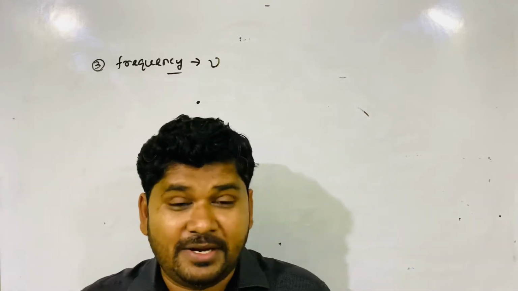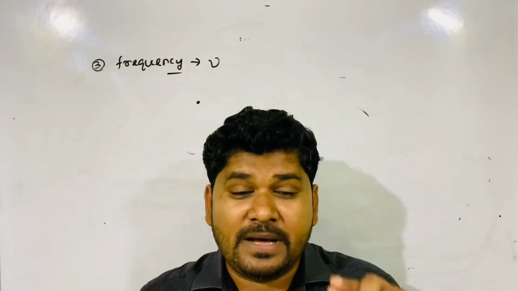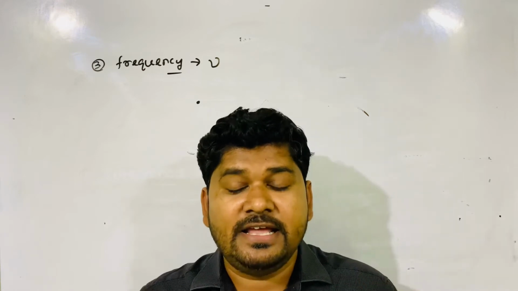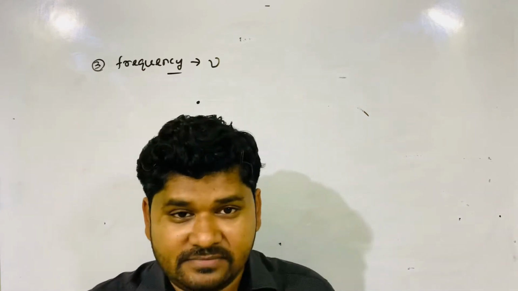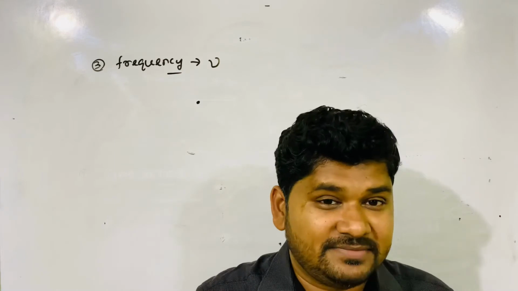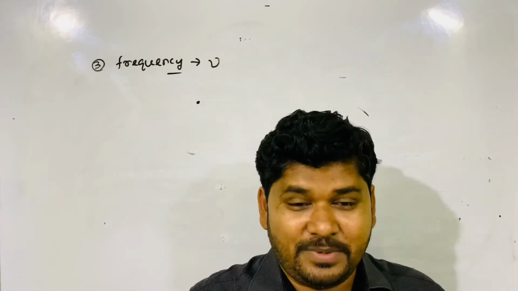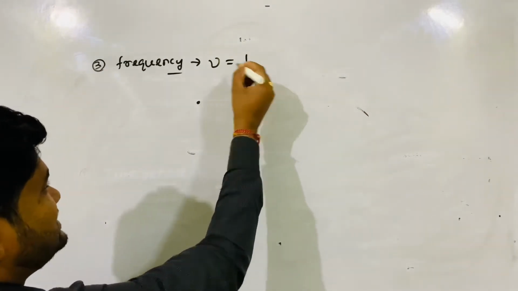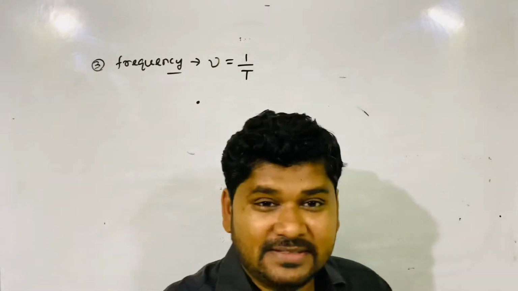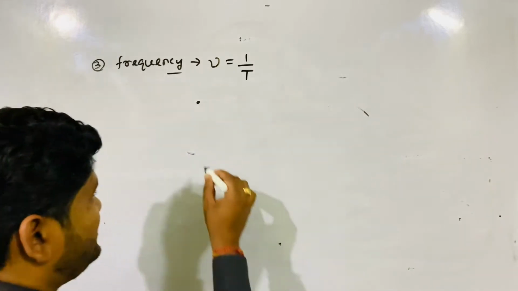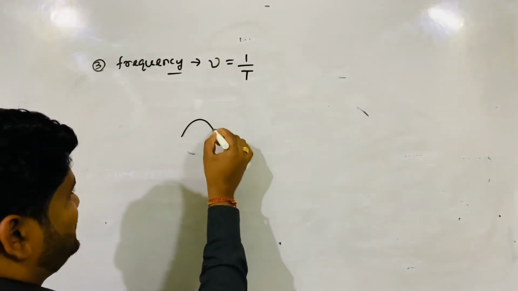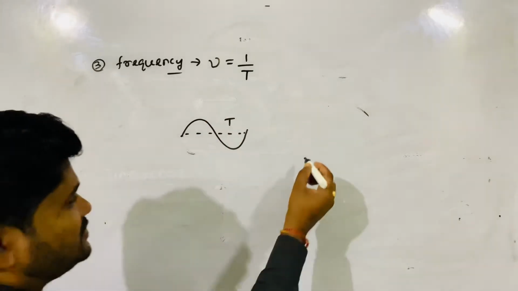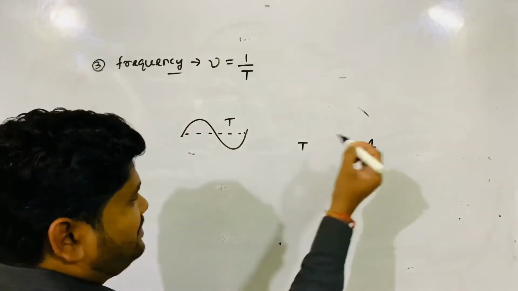Again, write down: the number of complete waves passing through a point in 1 second is called frequency. SI unit: Hertz. Formula: 1 by T. New formula is 1 by T. Why 1 by T? Because when one wave passes through a point, what is the time taken? T.